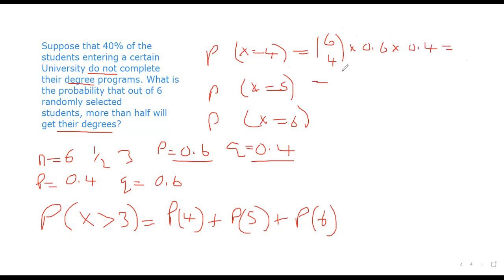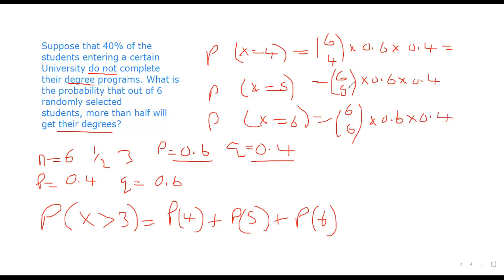Here it will be 6 combination what? 5, 0.6, and 0.4. And finally here we have 6 combination what? 6. 0.6, and this is 0.4.